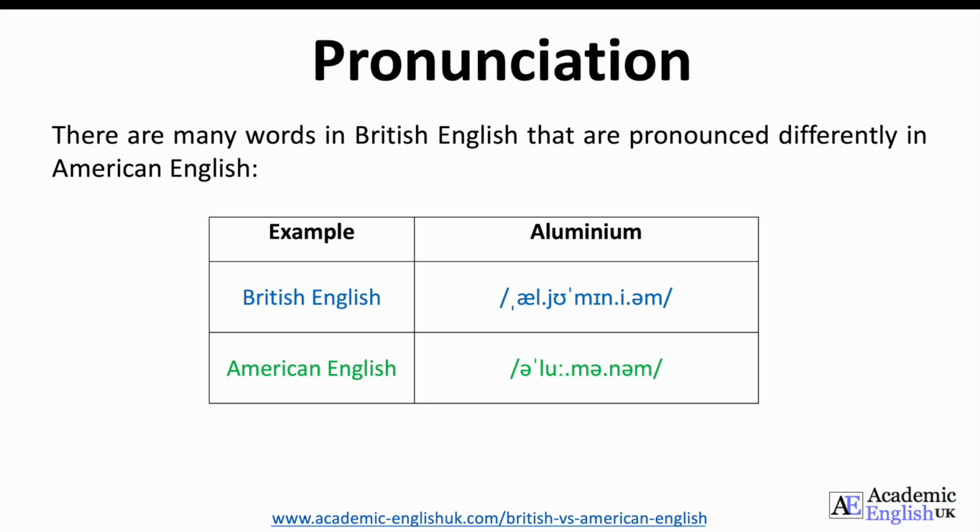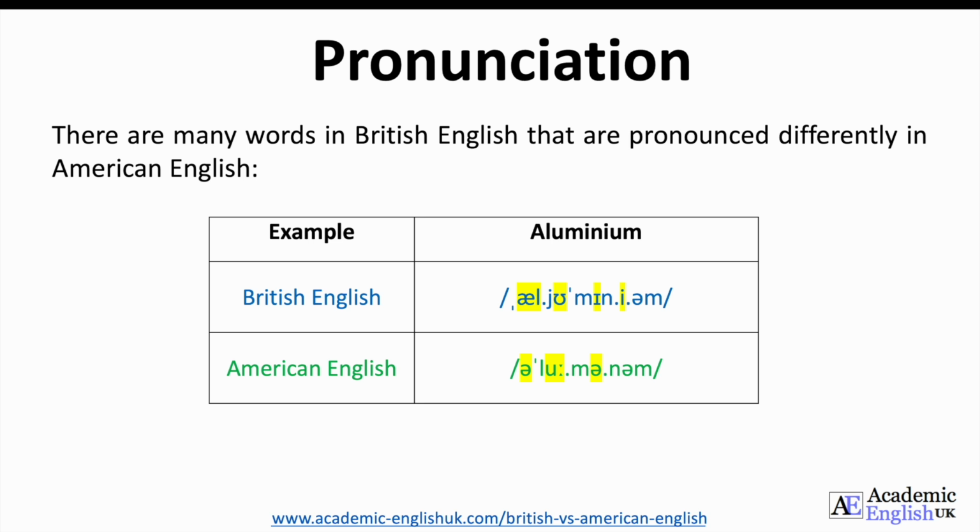There are many differences taking place here. Firstly, the stress has changed places. In British English, it's on the third syllable, aluminium. But in American pronunciation, it's on the second syllable, aluminum. Also, in British English, we have an extra syllable, and there's also a change in vowel sounds in British English, as you can see here.